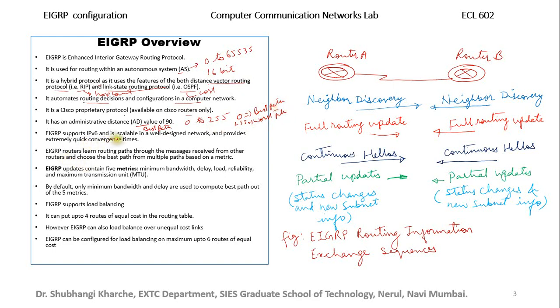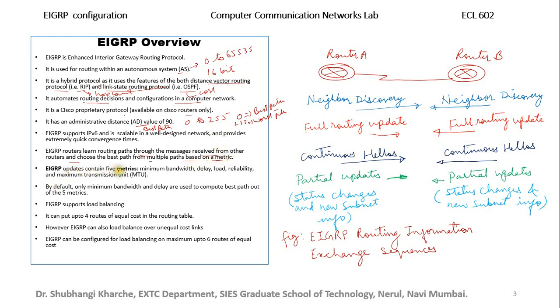EIGRP supports IPv6 and is scalable in a well-designed network and provides extremely quick response times. EIGRP routers learn routing paths through the messages received from other routers. That is, the learning in EIGRP happens through the neighbors. Every router can learn the routing paths in the network through its neighbors and choose the best path from multiple paths based on a metric. So even if there are multiple paths available between a source and a destination, EIGRP is capable of determining the best path based on a metric.